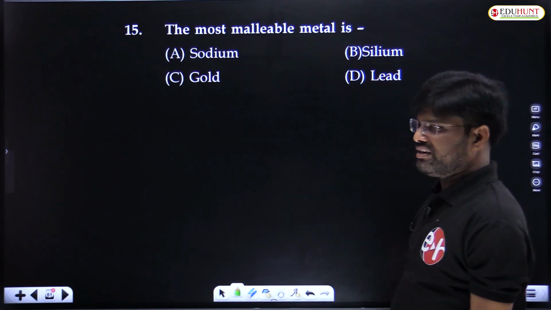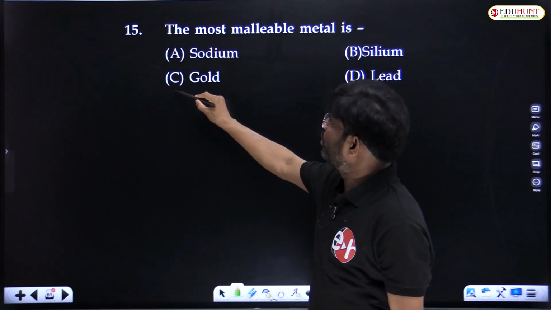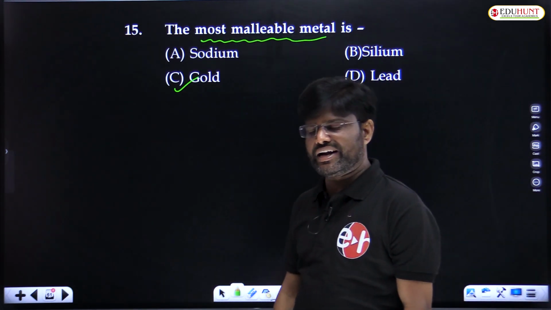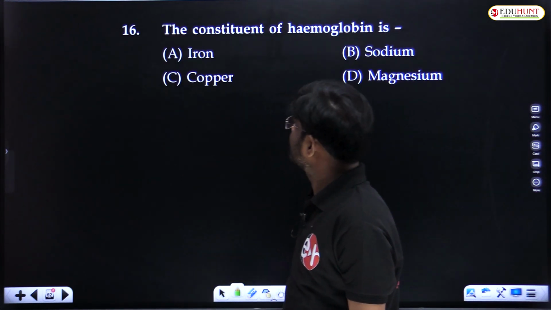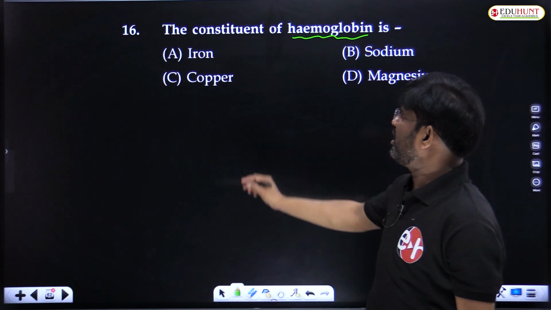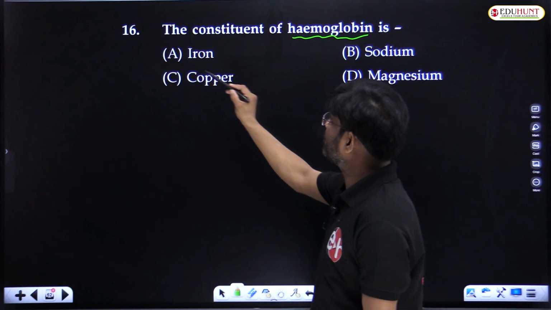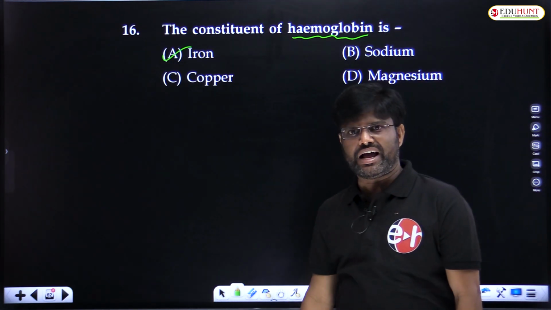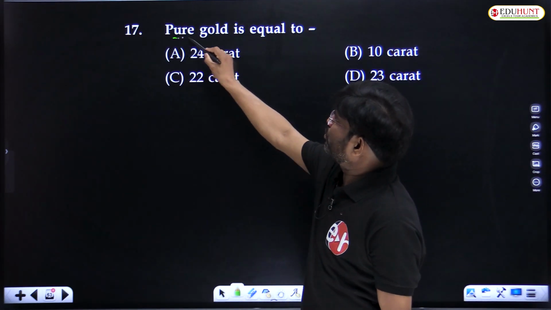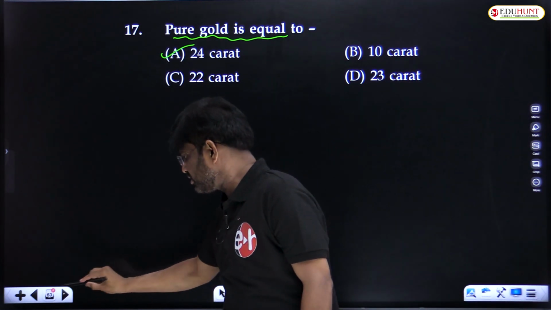The most malleable metal. The most malleable metal is what? Most malleable metal is gold. So this is a conceptual question. Okay. Right, let's go to the next question. The constituent of hemoglobin. Hemoglobin which metal is? Iron, sodium, copper, magnesium? Answer is you know that iron. So hemoglobin percent iron is present. So next question. Pure gold is equal to 24 karat gold. This is general question. Next.